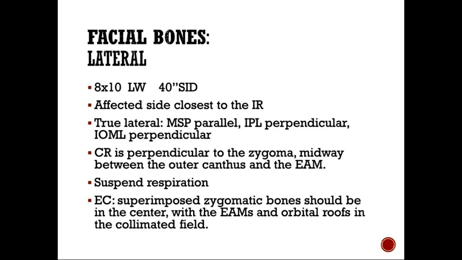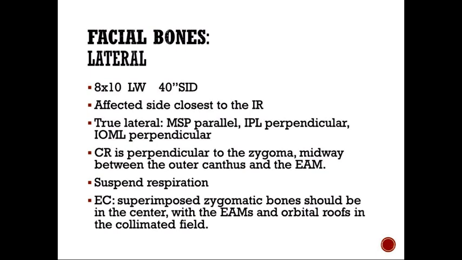So let's talk about the positioning routines. For facial bones, we're going to start with the lateral. We do not need to include the entire skull in this, so we can adjust our collimation to be 8 by 10 lengthwise with a 40-inch SID. We will place the affected side closest to the image receptor. We will make sure that we have the patient's head in a true lateral. Recall that means MSP is parallel, IPL perpendicular, and the IOML perpendicular as well to the central ray. And the central ray is perpendicular to the zygoma, midway between the outer canthus and the EAM.